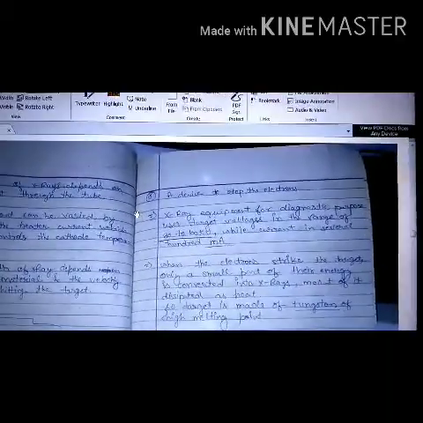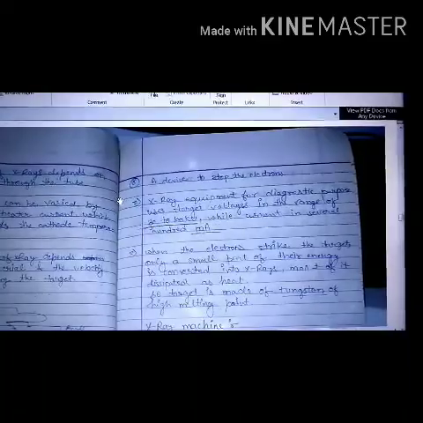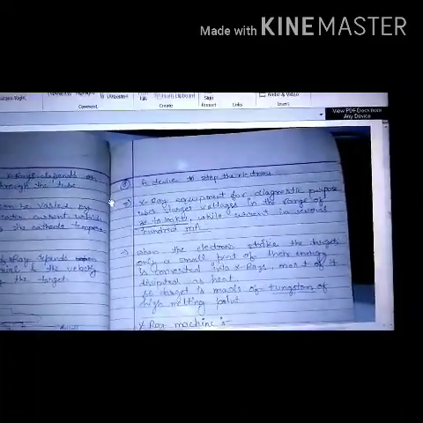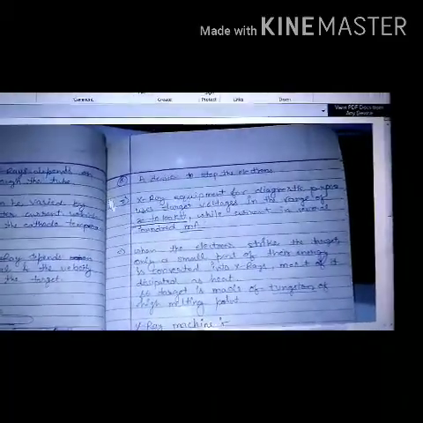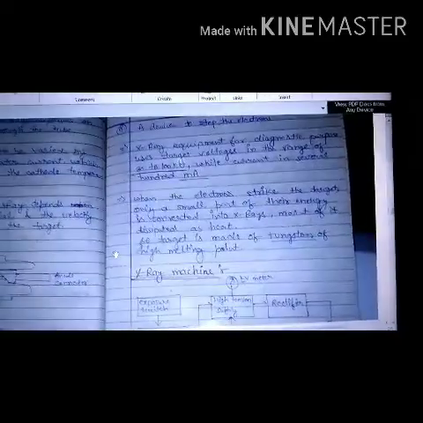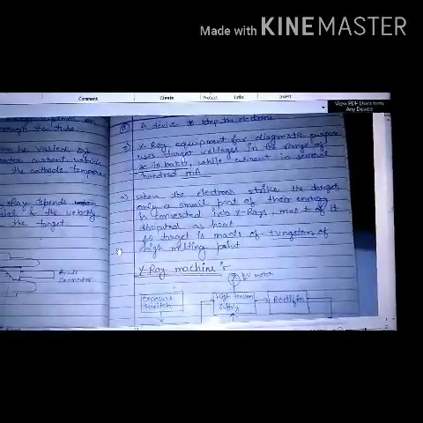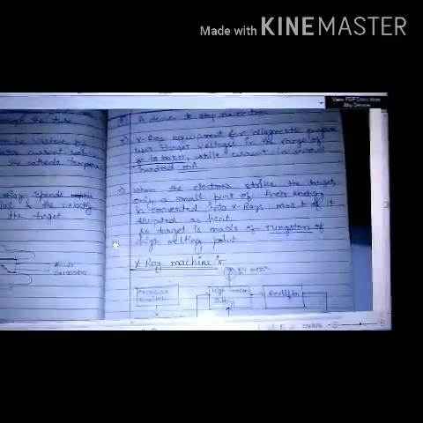When the electron hits the target, only a small part of its energy is converted into X-rays, and most of it is dissipated as heat. So it is not a very efficient device. So the target is made up of tungsten, which has a high melting point, and it does not melt easily when the electron beams hit that target.